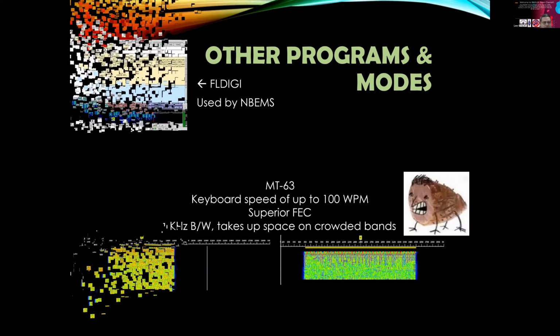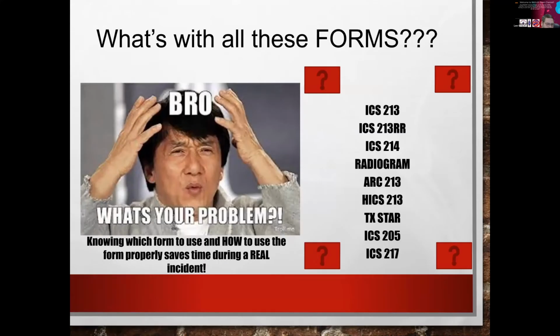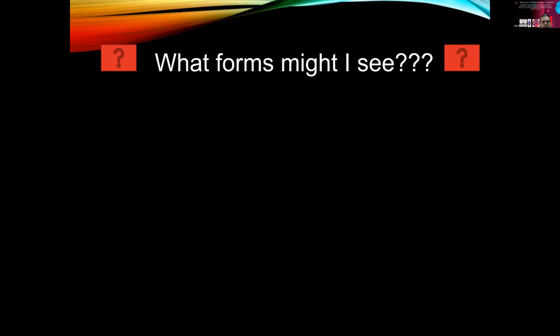So anyway, enough about programs and modes. Let's talk about forms. Forms are the backbone of message handling, whether it be an ICS form, a TransStar form, an American Red Cross form, or an ARRL radiogram. Forms are the most important thing for message handling, and knowing which form to use and how to use it saves time during a real incident. So that's why we practice using forms.